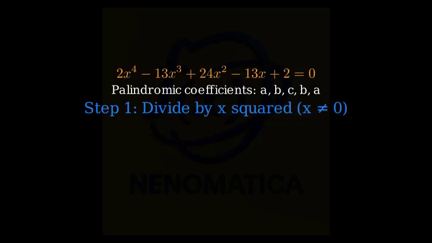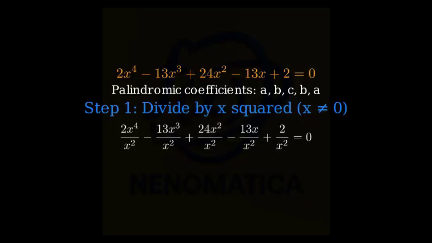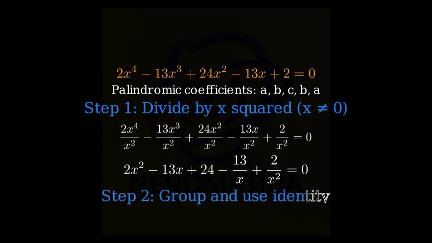Because x equals 0 is not a root, we divide both sides by x squared. This rewrites each term, pairing x powers with reciprocal powers. After simplifying, we collect like forms. Step 2. Group terms with the same coefficients to expose the symmetry.